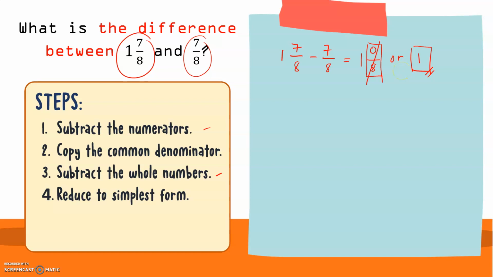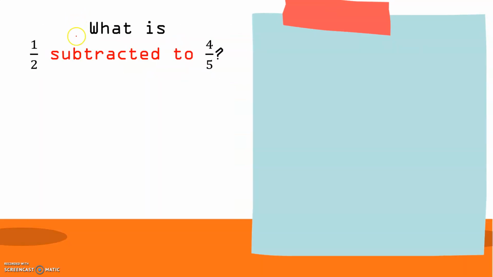Let's try another one. What is 1/2 subtracted to 4/5? Again, it says subtracted to. Okay, let us be very careful with this keyword. Again, when you say subtracted to, it doesn't mean 1/2 minus 4/5. Rather, it means 4/5 minus 1/2.